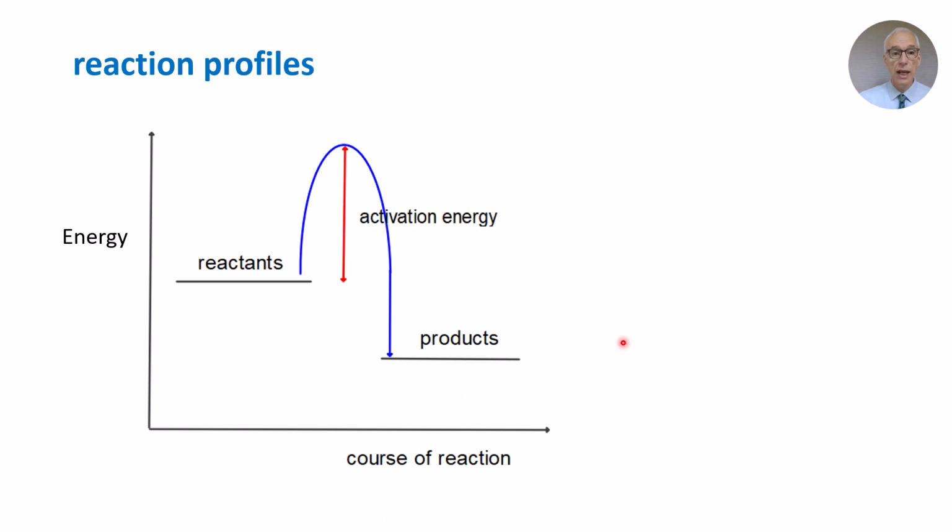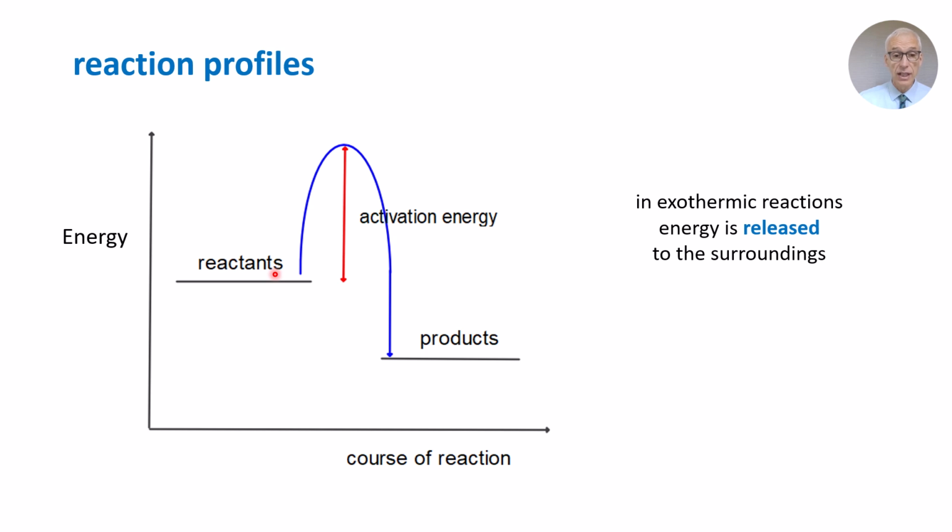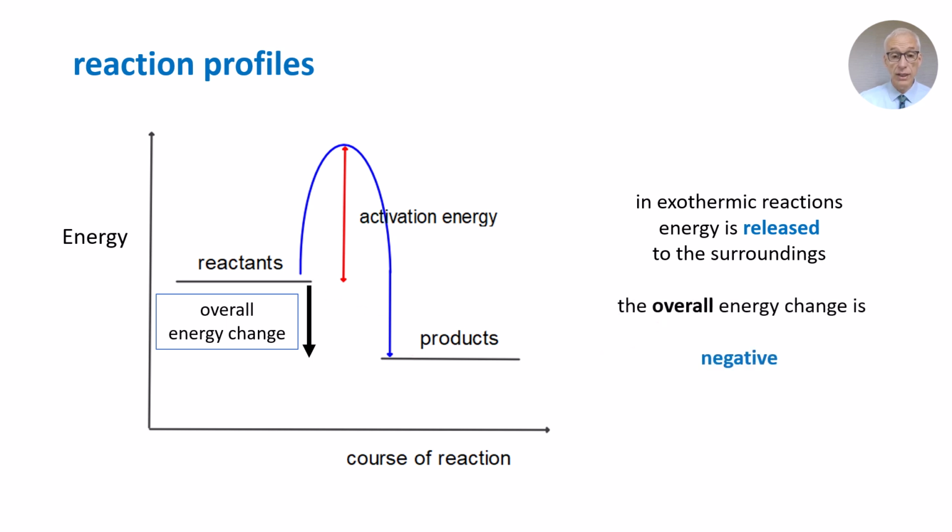So here is a typical reaction profile for an exothermic reaction, in that energy is released to the surroundings. The energy of the reactants is higher than the energy of the products. The difference is called the overall energy change, and that is released to the surroundings. So as the reactants have more energy than the products, the overall energy change is negative for an exothermic reaction.